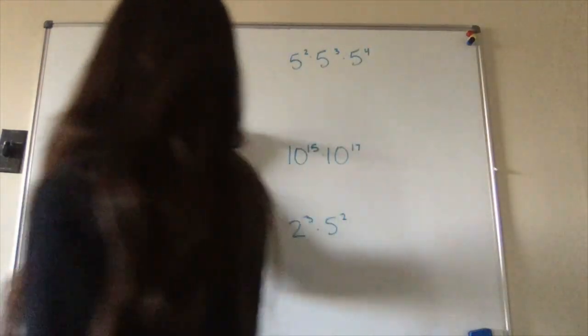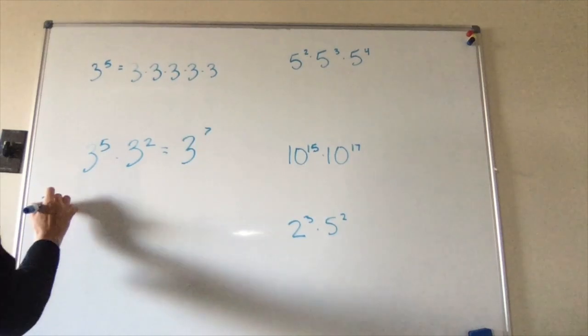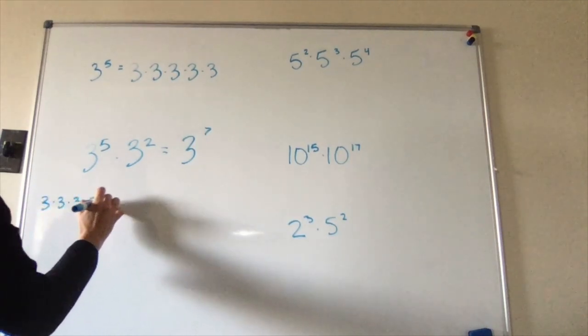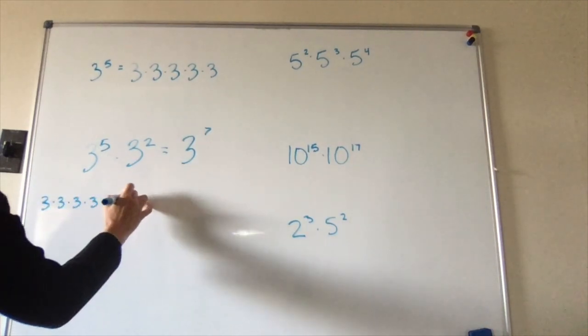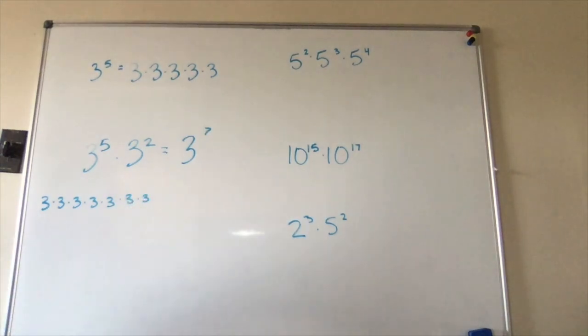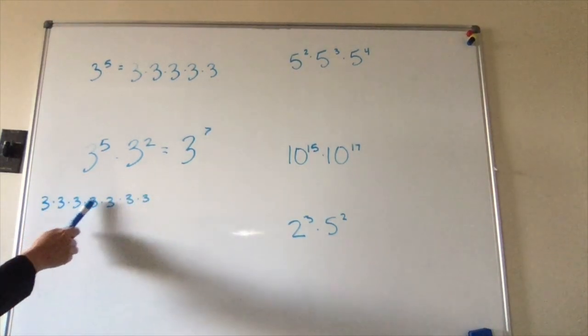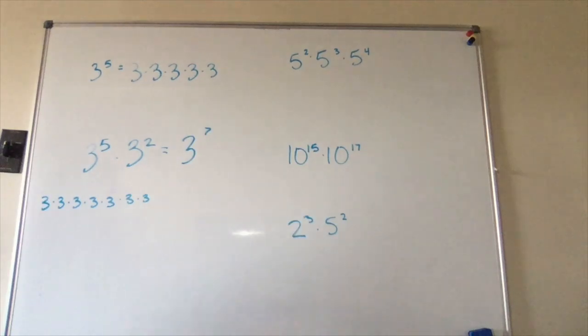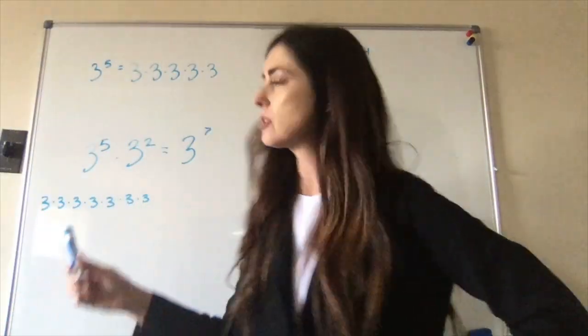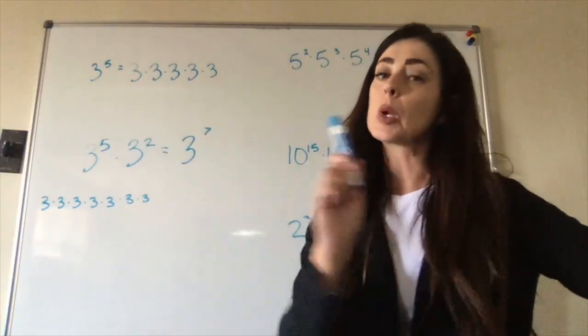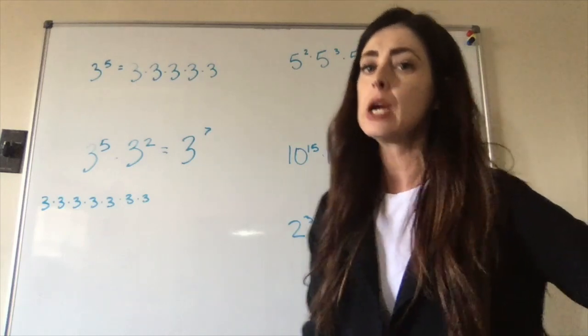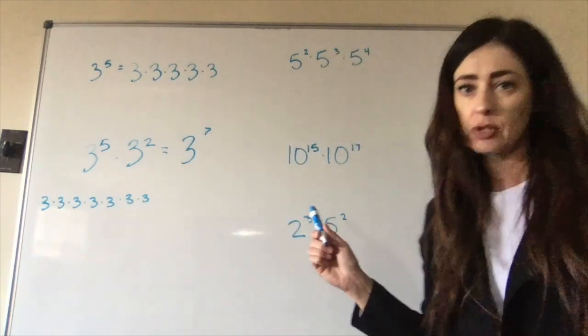7, right? Because if we expanded this out, this would be 3 times 3 times 3 times 3 times 3, right? And then times 3 times 3. How many 3's are being multiplied? 1, 2, 3, 4, 5, 6, 7. So a shortcut to this is just to add the exponents, but only if the base is the same, okay? So let's see how that applies over here for the examples.